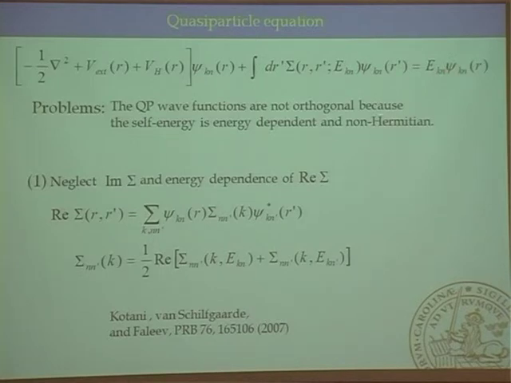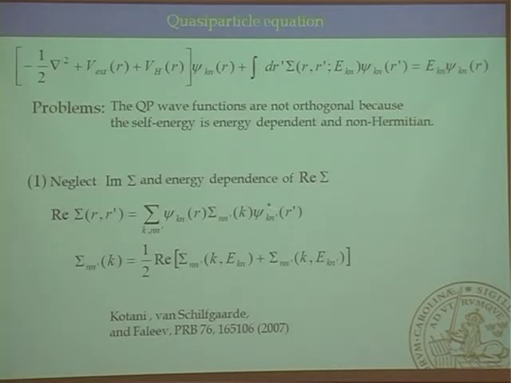And also, this quantity is not Hermitian. It has an imaginary part, which is not Hermitian. Only the real part is Hermitian. So the first step is to neglect the imaginary part of the self-energy and the energy dependence of the real part of the self-energy. In this way, we get a Hamiltonian, which is Hermitian.